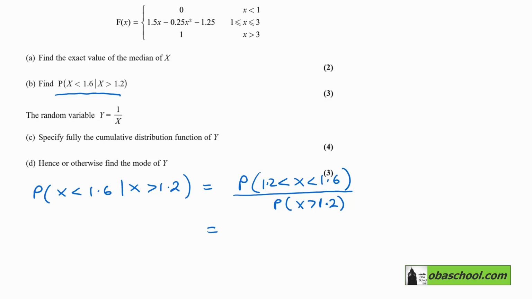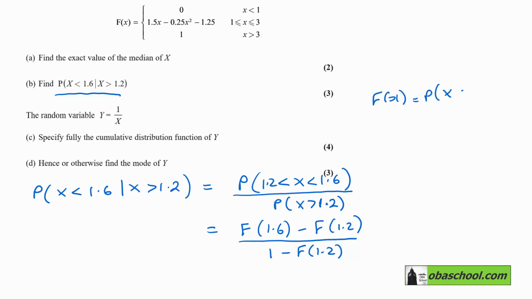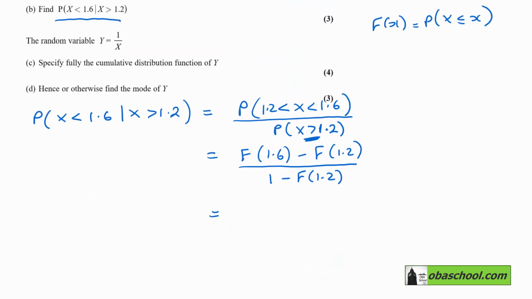So, since we have the cumulative function, that is just F(1.6) take away F(1.2) divided by 1 take away F(1.2). Remember, F(x) is equal to the probability of X being less than or equal to x. And so with this one being a greater than just here, that means we can use the 1 minus. And all of those values just can be substituted into here and evaluated. So it is just a case of putting it into the calculator, and you'll get 32 out of 81.